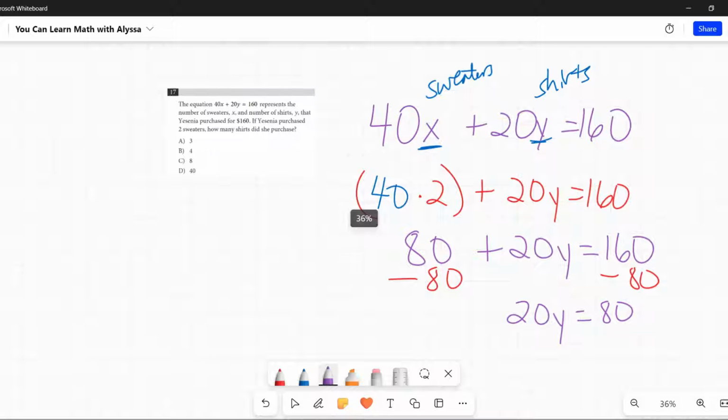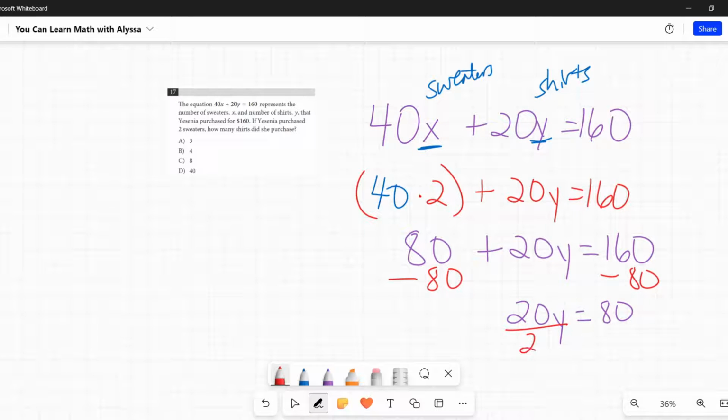Now to undo this 20 times y, I'm going to divide both sides by 20. And I get on the left y, and on the right, 80 divided by 20 is 4. So Yesenia, again, I really hope that's how we're saying her name, purchased 4 shirts.